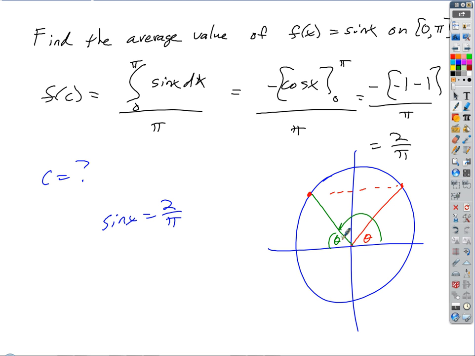Let's look at this a different way. This is kind of cool. Let's go on to Desmos.